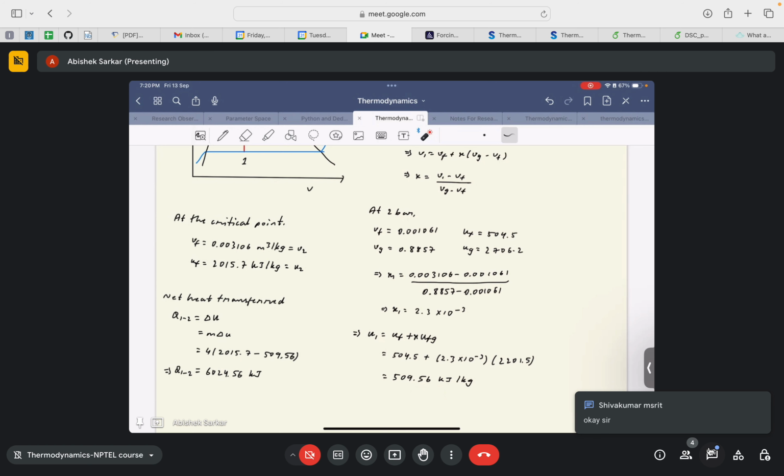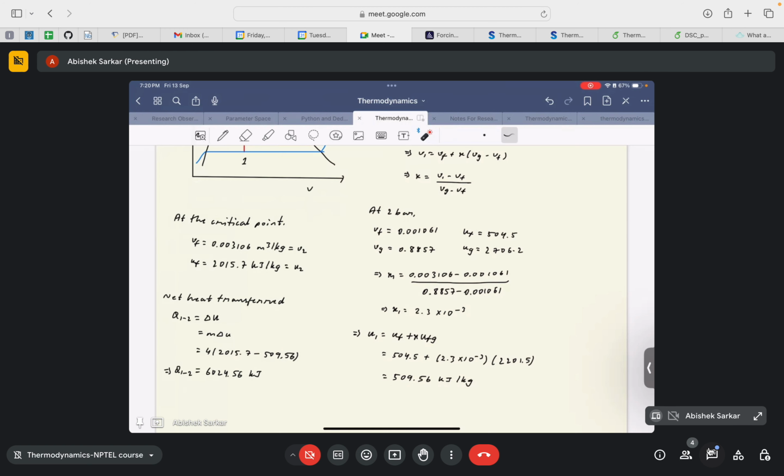Now since you know the value of the internal energy at the initial state and the final state, you can easily apply it to find the net heat transfer. Q1 to 2 would be the change in internal energy, or m into delta small u, where small u denotes the specific internal energy. M is 4 kg. So just subtract this from this and multiply by 4 to get that Q1 to 2 is 6024.56 kilojoules.